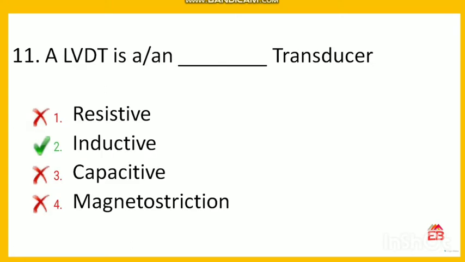Next is an LVDT is an dash transducer. So the options are resistive transducer, inductive transducer, capacitive transducer, or magnetostriction transducer. So the correct option is it is an inductive transducer.